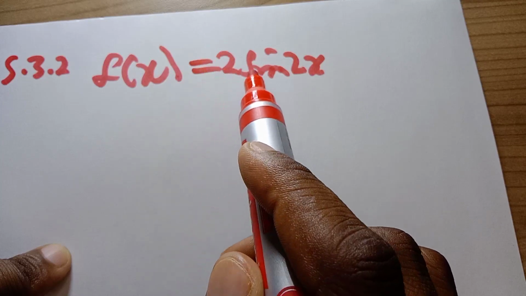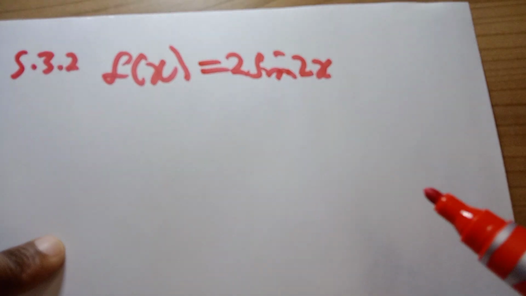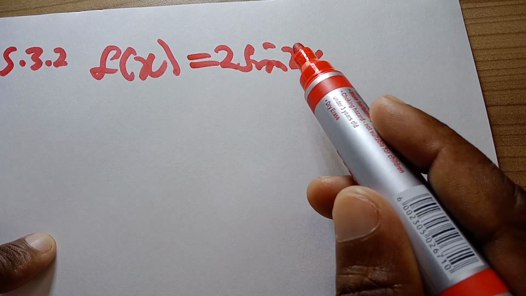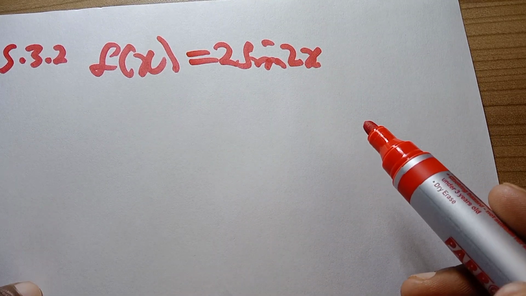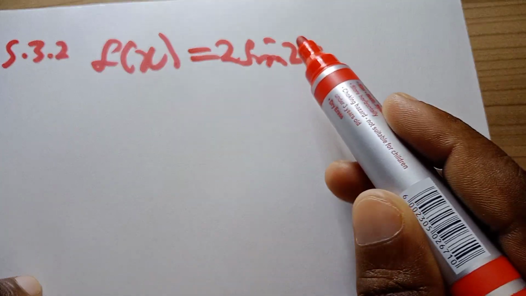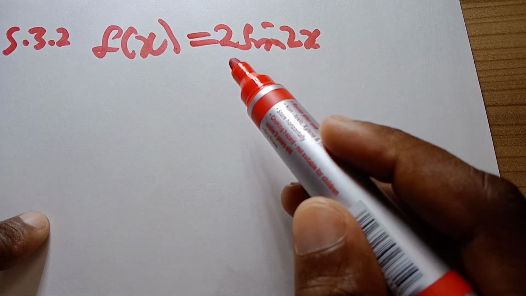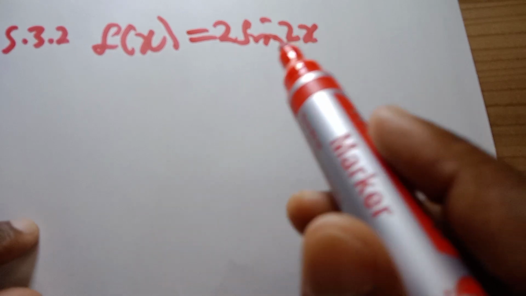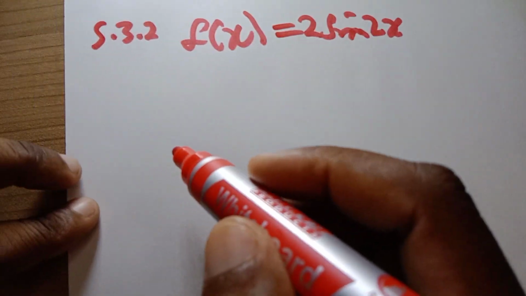Remember this is the a, and the a tells us about the amplitude. And here this is the value of k, and the value of k deals with the period. In this case, we can say this 2 is going to affect the period. Let's try to come up with the sketch between 0 degrees and 360 degrees.